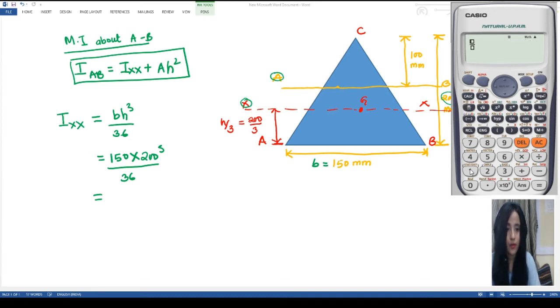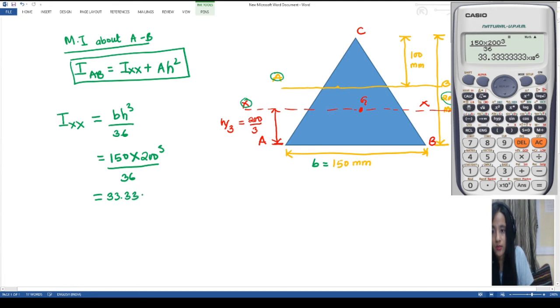I have 150 into 200 cube by 36. So I'm getting 33.33 into 10 raised to power 6. So it is coming 33.33 into 10 raised to power 6 mm raised to power 4. So this is my moment of inertia about x-axis.